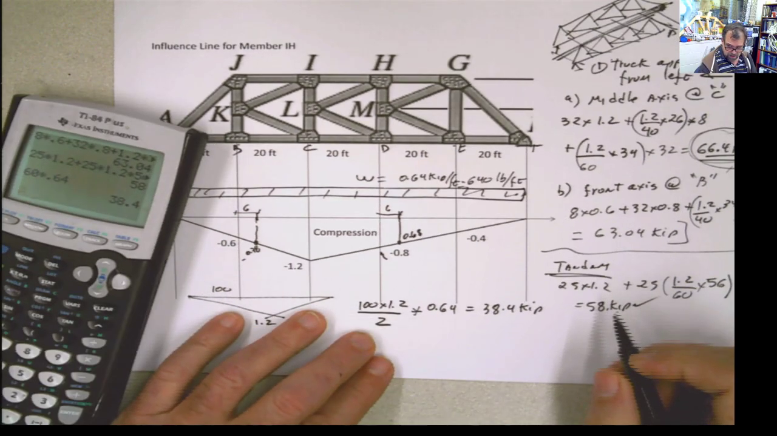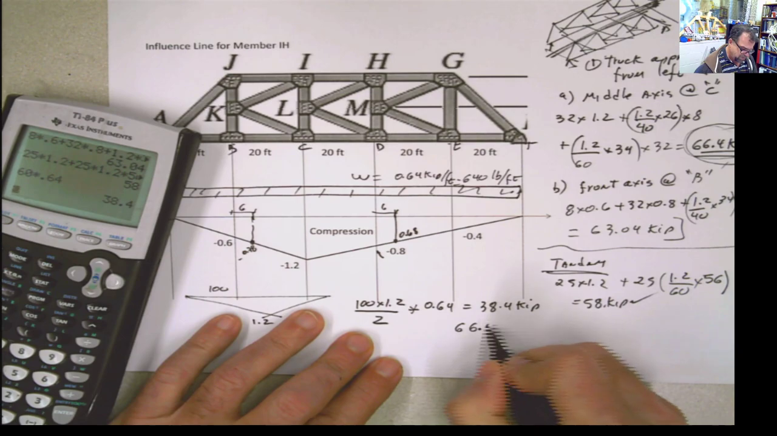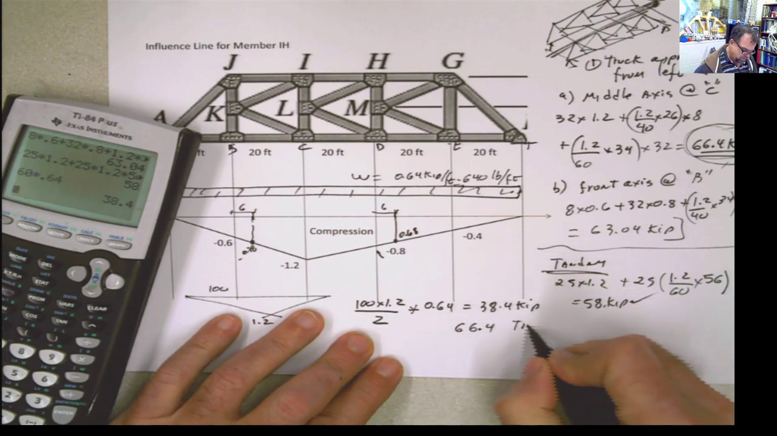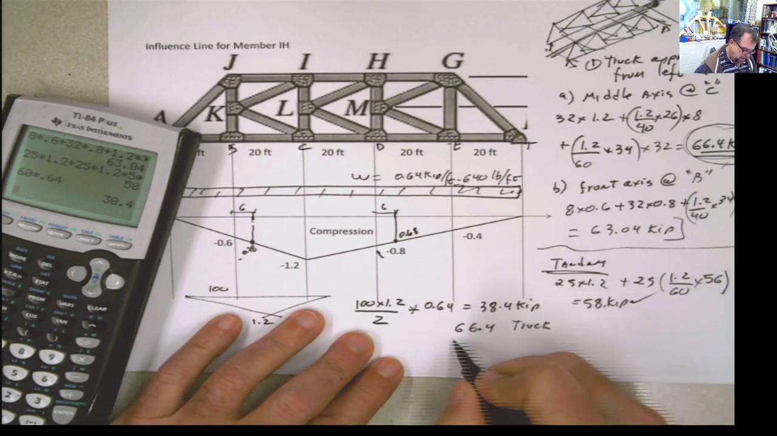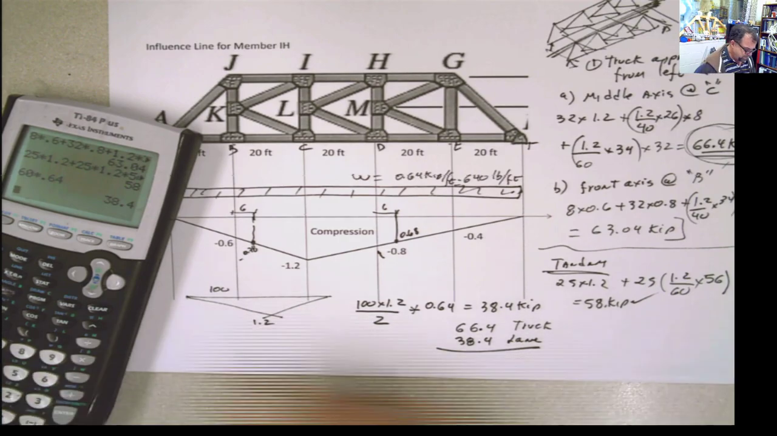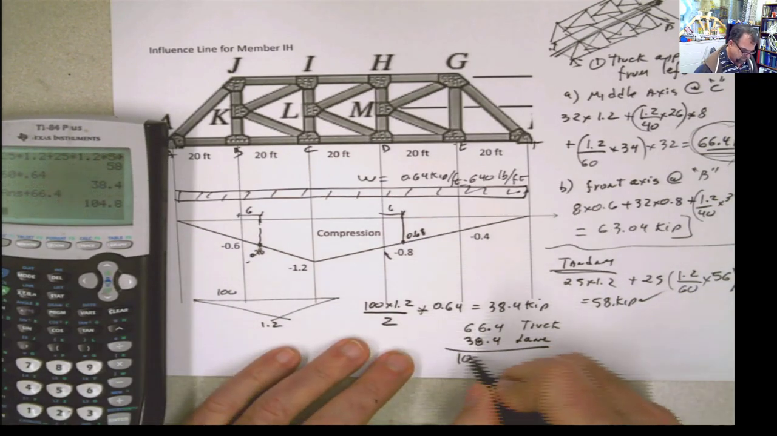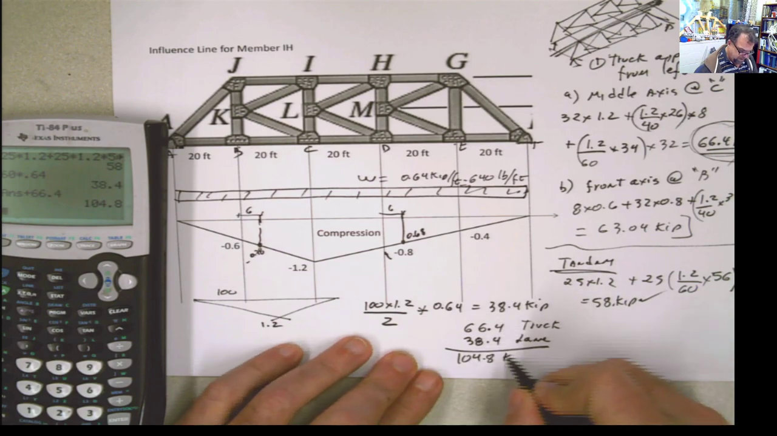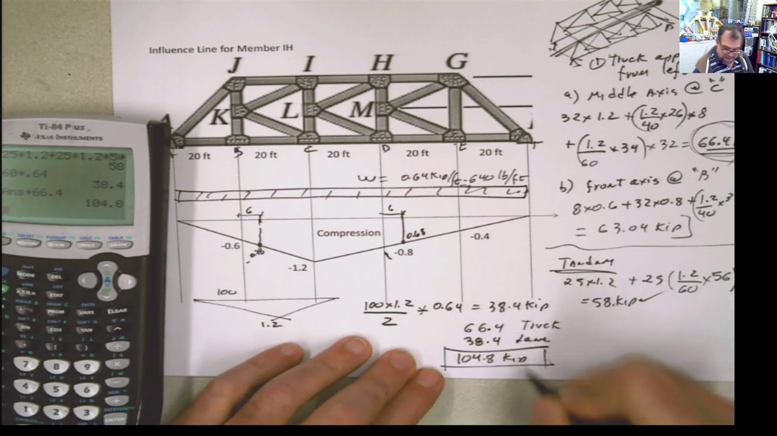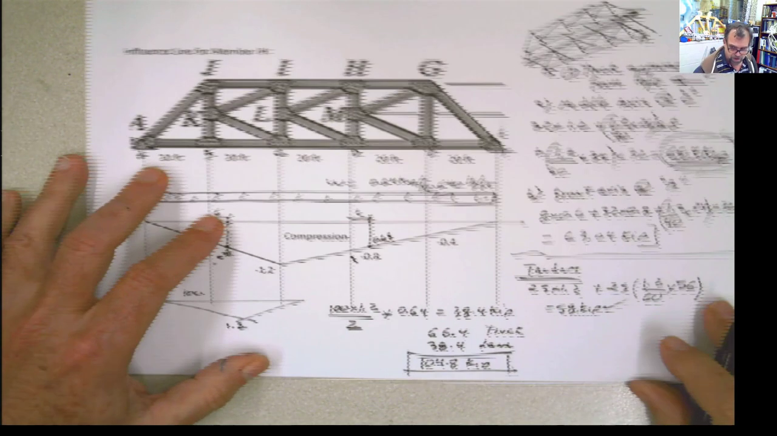38.4 total live load for this design from the truck, 66.4 kip truck. From the lane load, 38.4 lane. At the map, 104.8 kip. With that force, that will be the force that we will use for design.